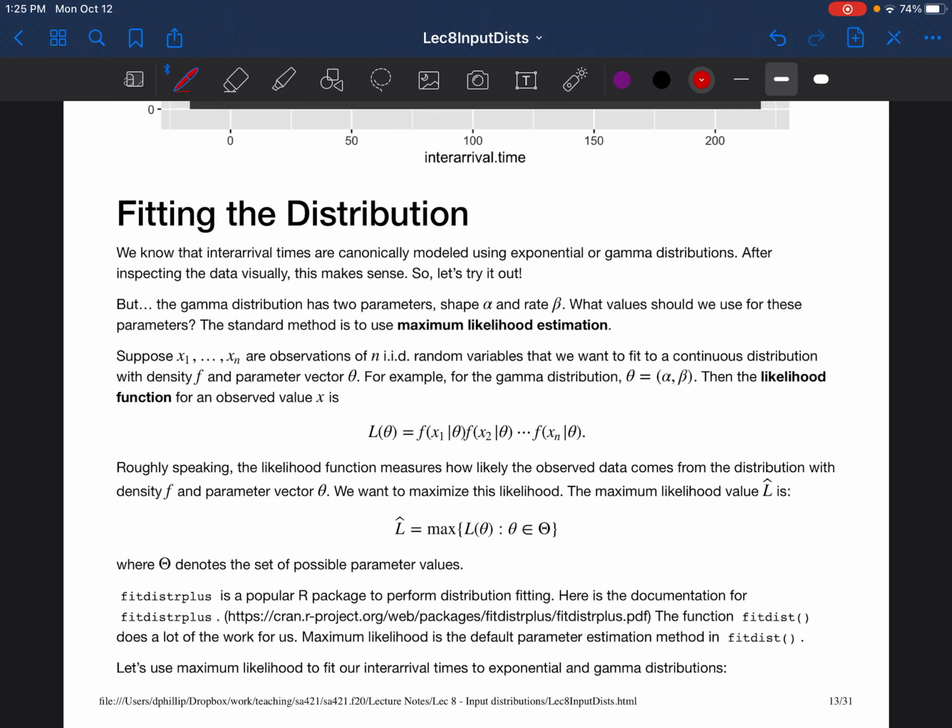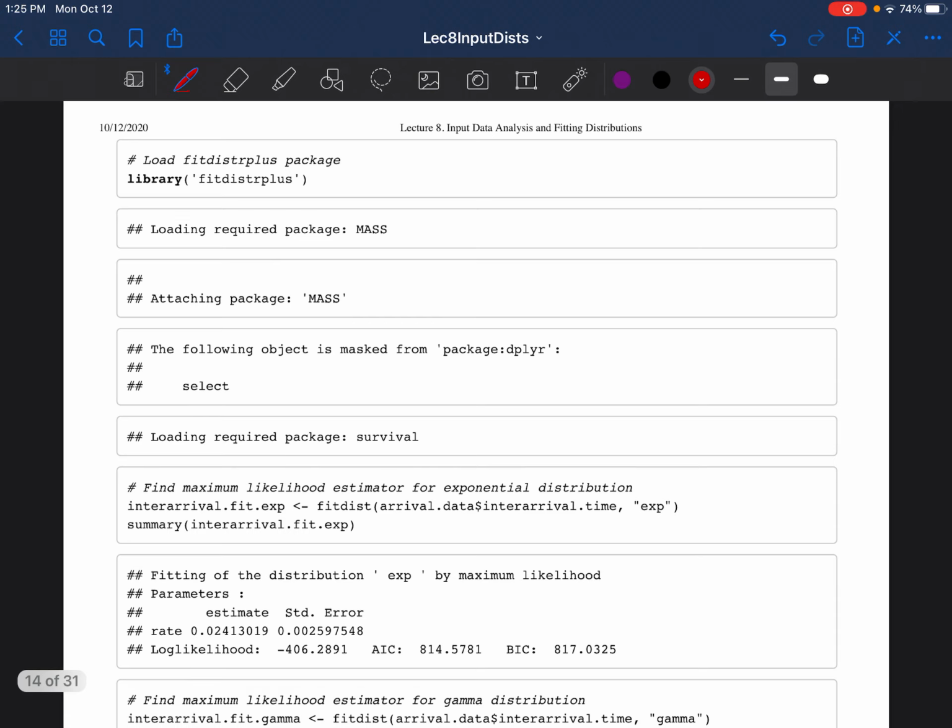So how we calculate that is we're going to use the standard method, which is maximum likelihood estimation, and that is computed for us within fit_dist r plus. And what it's doing is it basically calculates this likelihood function, and it figures out the parameters that maximize this likelihood function. So it's actually solving an optimization problem to figure this out. And it's good that we have that function because that will do it for us. And let's see how that code looks.